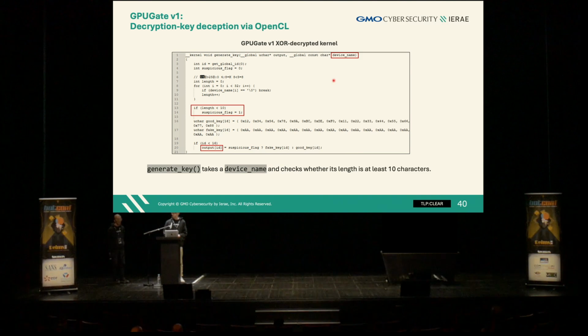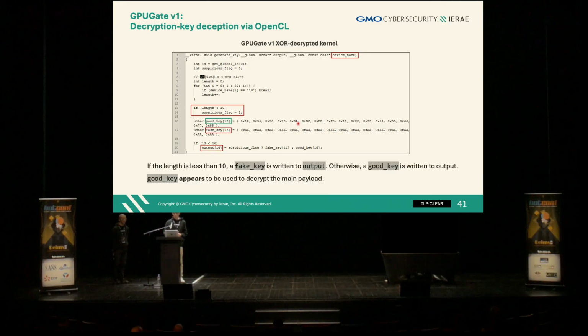So here is the XOR decrypted kernel for GPUGate version 1. This is called generate key, and this basically takes what the malware author called a device name, and then checks down here whether its length is at least 10 characters. If the length is less than 10 characters, a fake key is written to this output. Otherwise, a good key is written to the output. After this, the output is then fed back to decrypt the embedded payload.